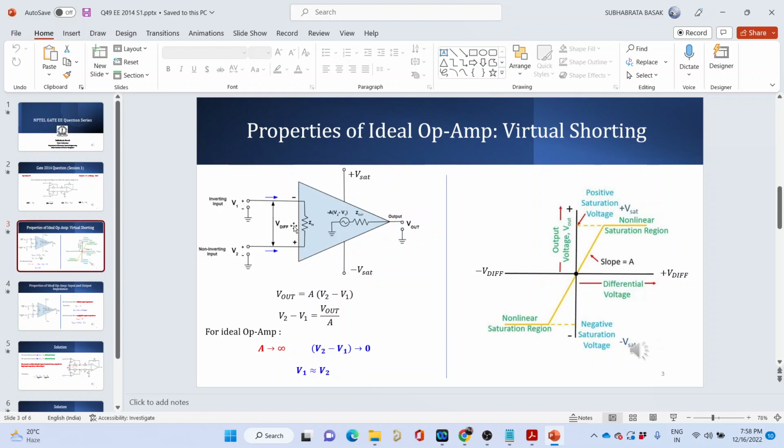Even if there is no actual shorting between these two terminals, V1 and V2, the voltages at these two points are the same. But is this concept, this virtual shorting phenomenon, true for all conditions? When is it true? Do you know when it is true? When can we apply this concept of virtual shorting?